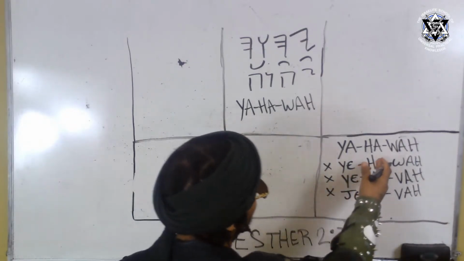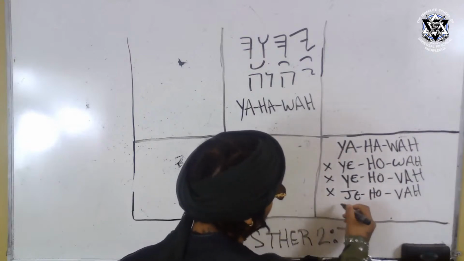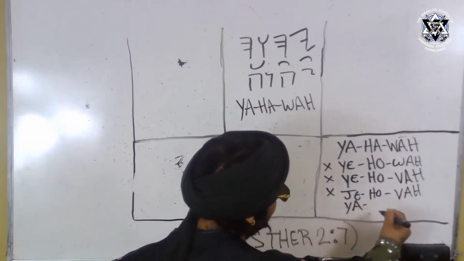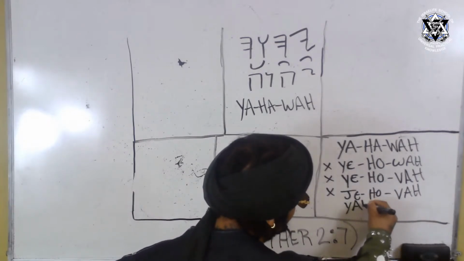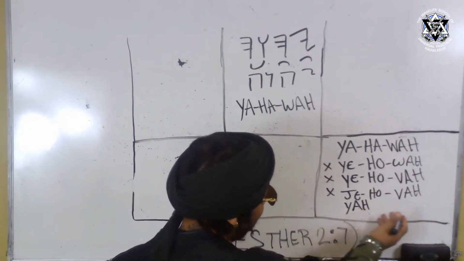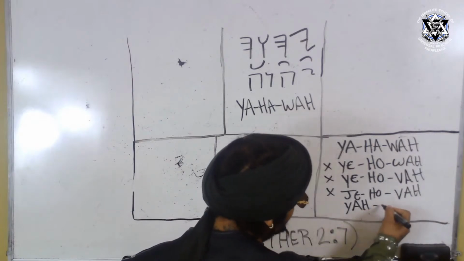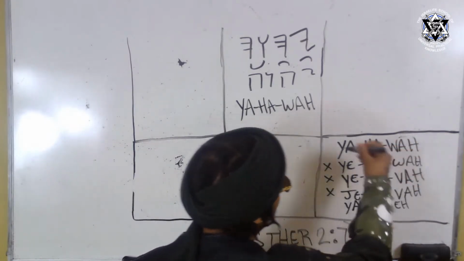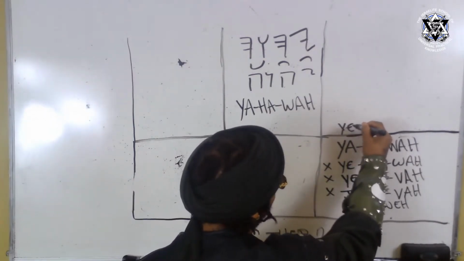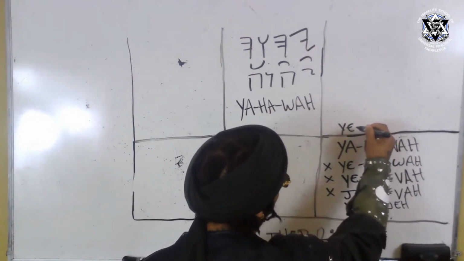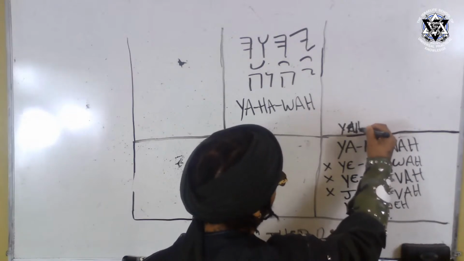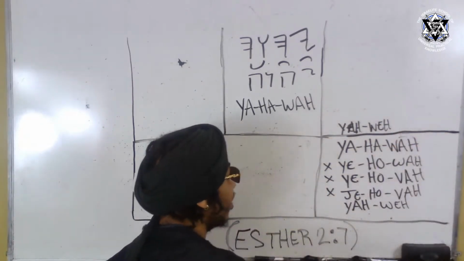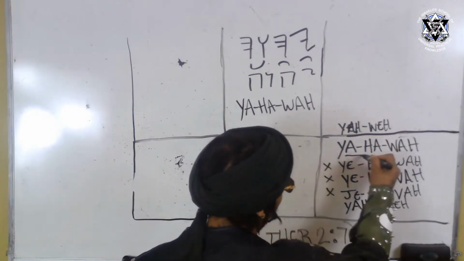Now, the oppressor calls him, I should have put this up top, Yah, right? But instead of Y-A-H-A, they call him Y-A-H-W-E-H. Why? I should have put it right here. This is what the oppressor does. Y-E, right? Or Y-A-H-W-E-H. It all comes from this name right here.